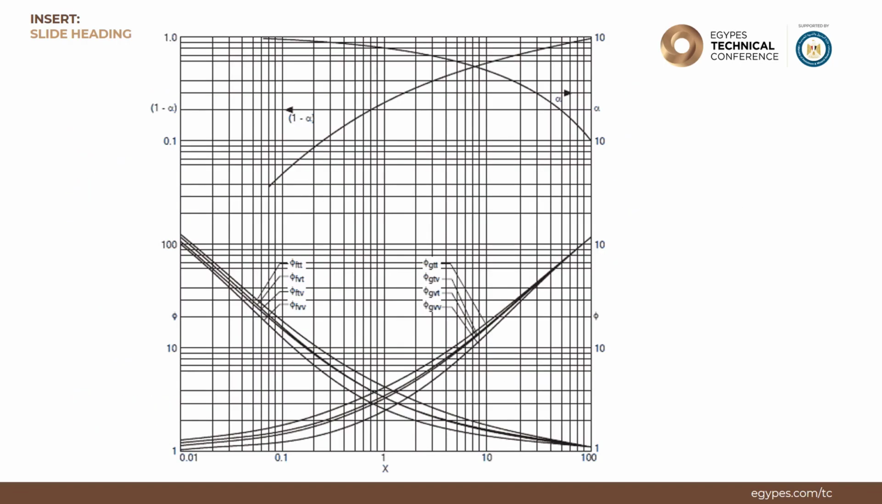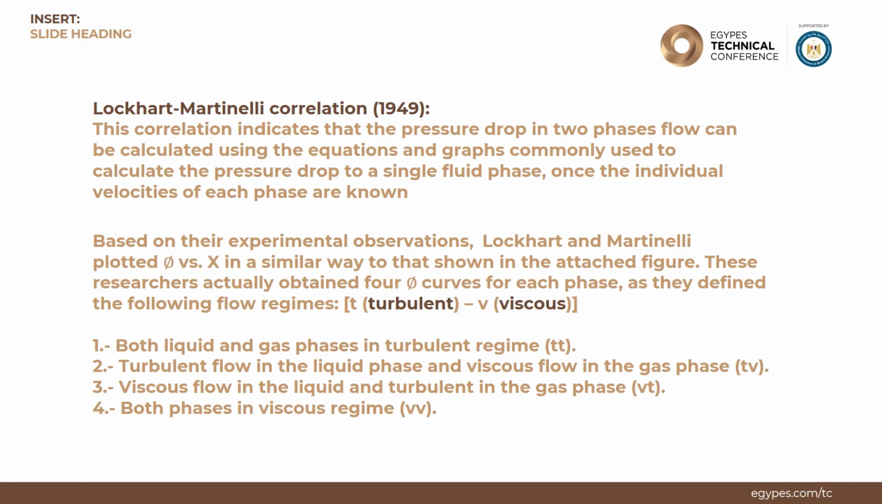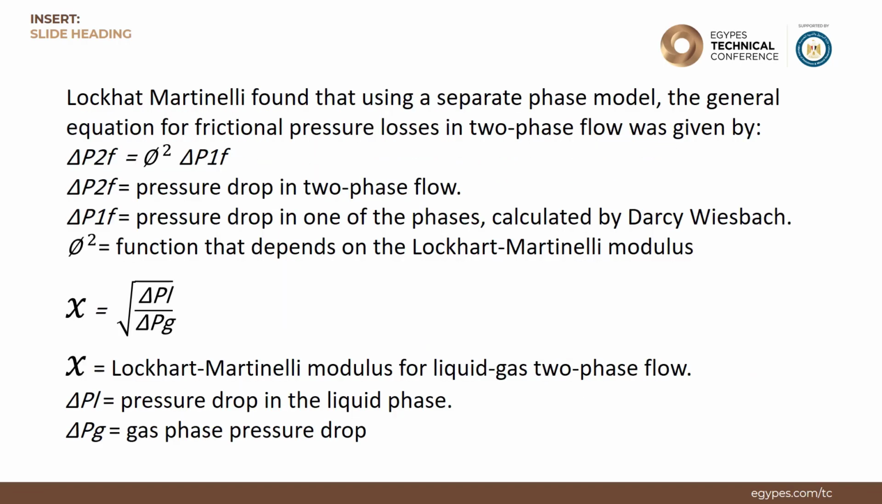They define the following flow regimes, T for turbulent and V for viscous. Case 1, both liquid and gas phases in turbulent regime, TT. Case 2, turbulent flow in the liquid phase and viscous flow in the gas phase, TV. Case 3, viscous flow in the liquid and turbulent in the gas phase, VT. Case 4, both phases in viscous regime, VV.